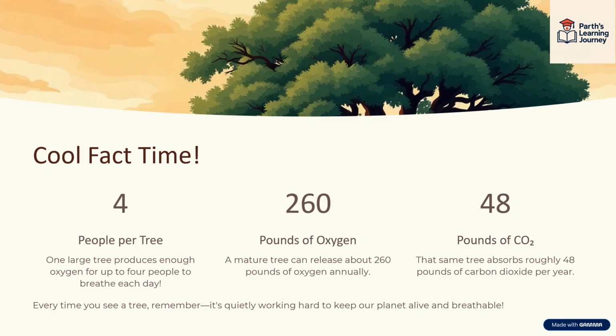Next point. 260 pounds of oxygen. A mature tree releases about 260 pounds of oxygen annually. It's very large. We cannot see the gases, but it is the whole measurement of the oxygen, which is 260 pounds. A mature tree means a big tree, a banyan tree or any tree, can produce 260 pounds of oxygen every year.